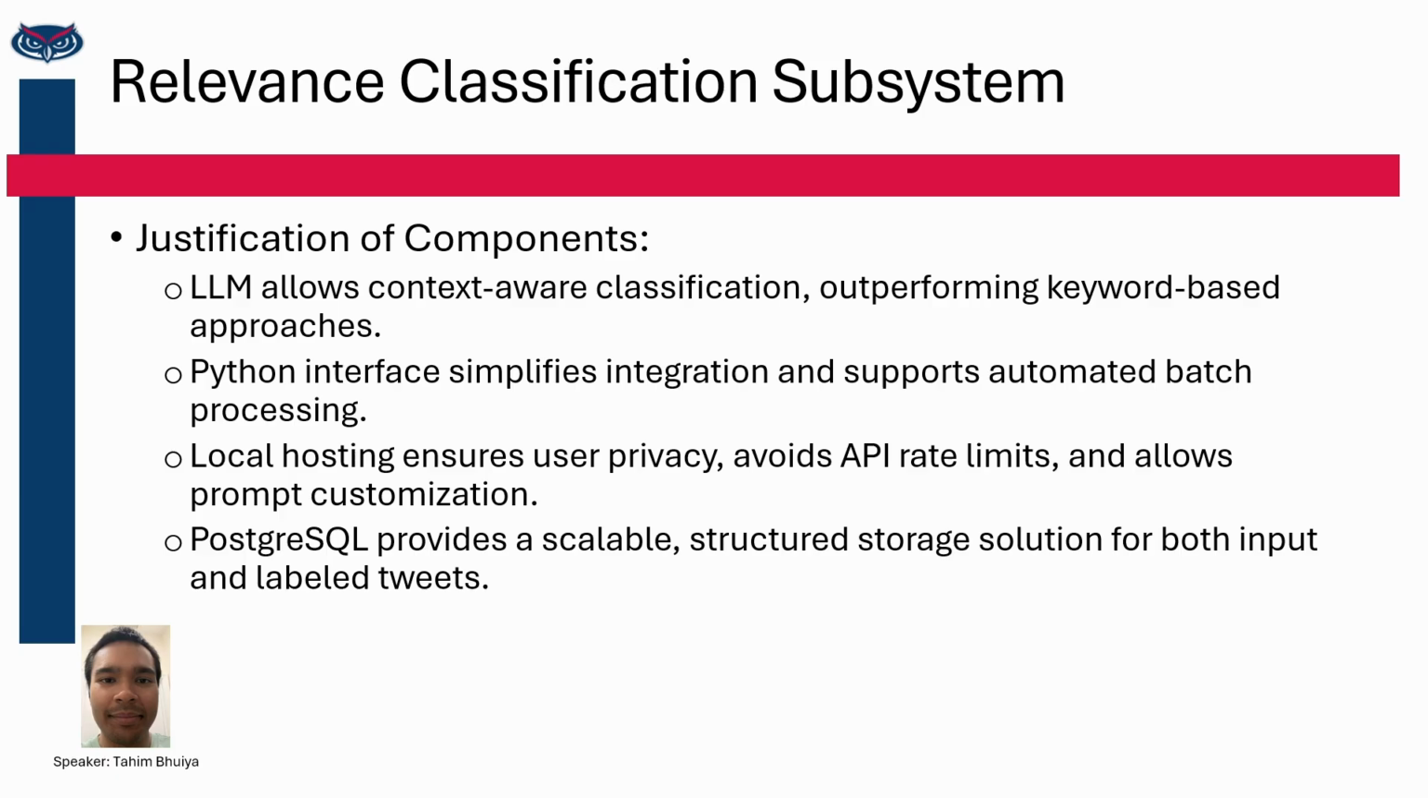And locally hosting the LLM ensures privacy for users and avoids potential API rate limits, which was a concern coming into this project, and allows us to customize our prompts as well. And then finally, using our database provides a scalable and structured storage solution for both the input tweets and the labeled outputs, which will help keep our pipeline efficient and reliable as we move into subsequent subsystems.